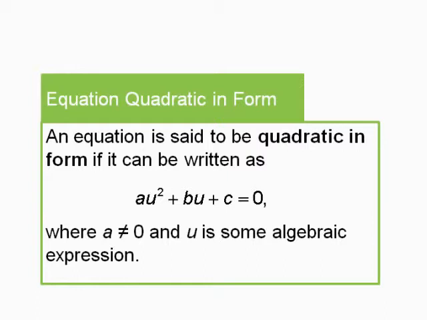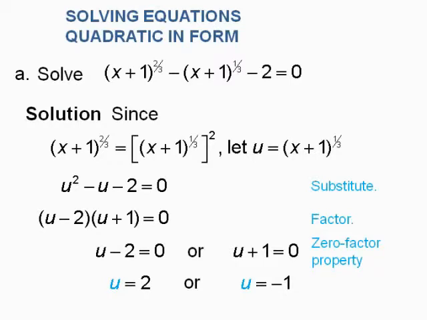Now, you could put ax squared plus bx plus c or any variable in there. But this is the good old quadratic form that we've been talking about throughout the chapter. Now, what if someone gives you one like this, (x plus 1) raised to the 2/3 power minus (x plus 1) to the 1/3 power minus 2 equals 0.